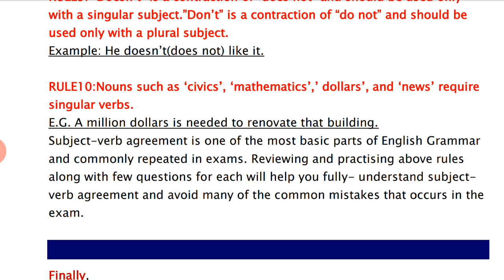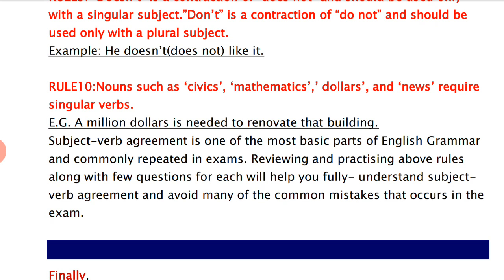The last rule says nouns such as civics, mathematics, dollars, news, right? They all require singular verb because they are collective nouns, some of them, right? Okay. $1 million is needed to renovate that building.